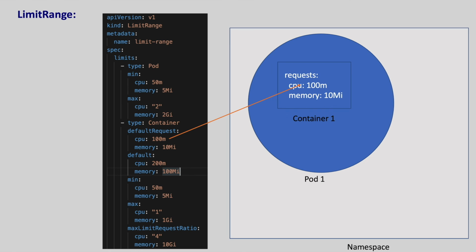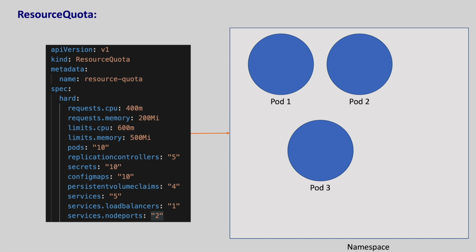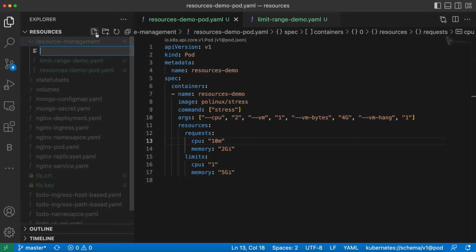Limit range validates each pod in the namespace, but sometimes we want to restrict at namespace level instead of pod or container levels. We can achieve this with ResourceQuota. With ResourceQuota, we can restrict the requests and limits at namespace level. Not only requests and limits, but also the number of pods, number of services, number of deployments, etc. Let's create a new manifest.